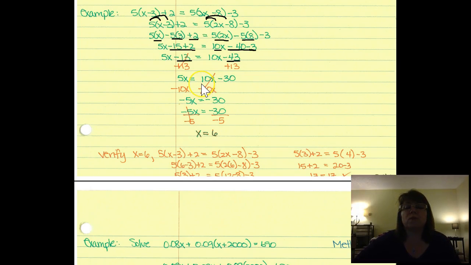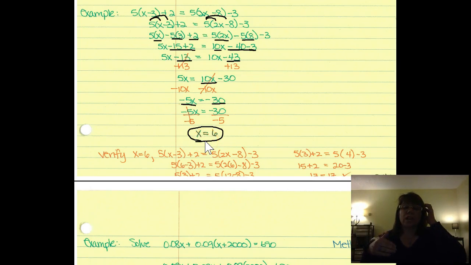Now I want to get all of my variables on the left-hand side, so I'm going to subtract 10x from both sides, leaving me with negative 5x equals negative 30. I need to divide both sides by negative 5. Negative 5 divided by negative 5 is positive 1. I have 1x on the left-hand side. Negative 30 divided by negative 5 is a positive 6. So my solution that I found is x equals 6.